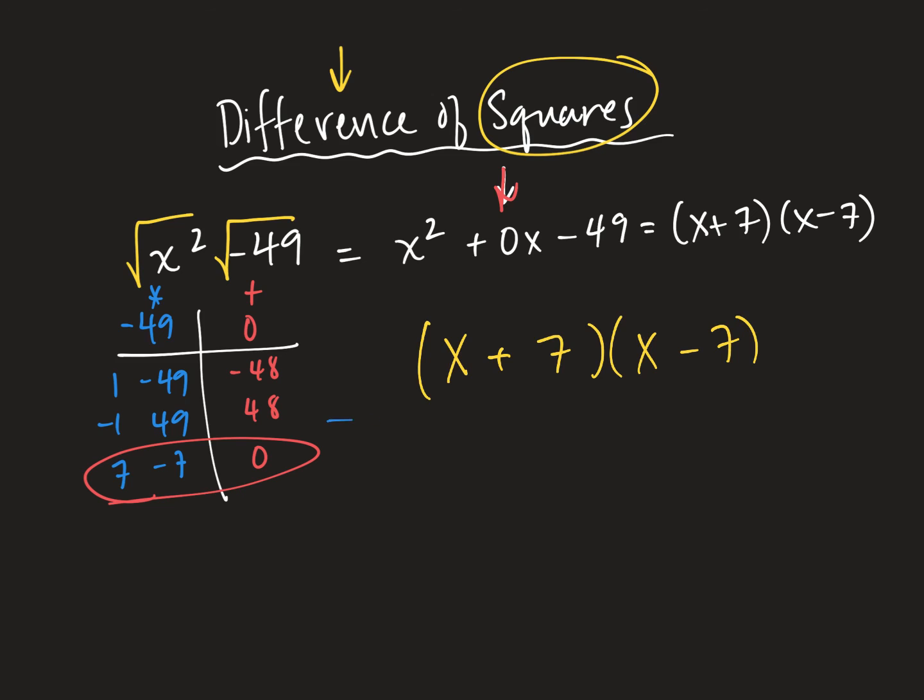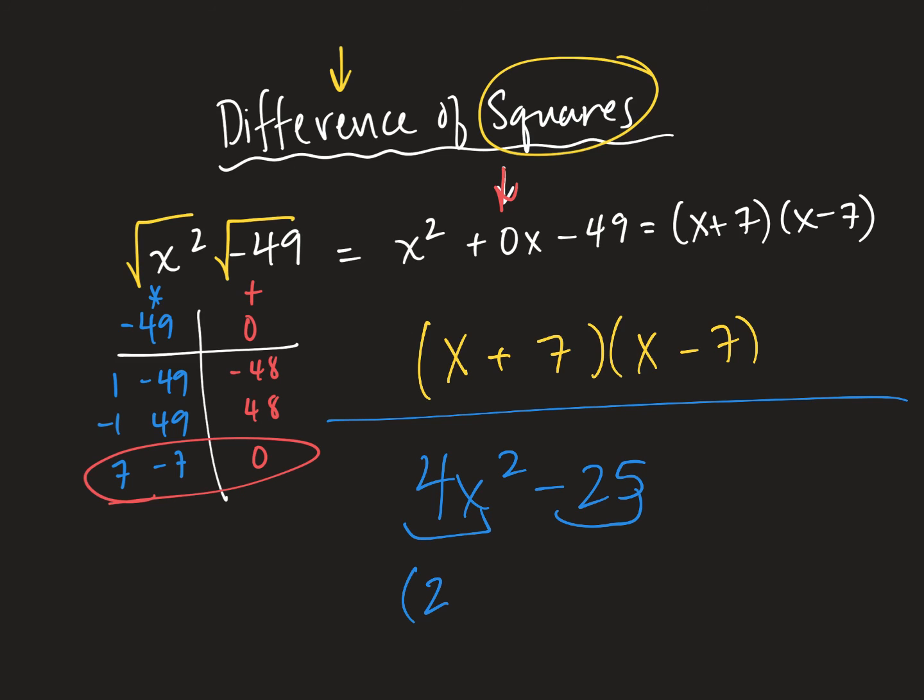Sometimes we'll see problems that look like this: 4x squared minus 25. 4 is a perfect square and 25 is a perfect square. So we can take the square root of both the first and second term. The square root of 4 is 2. The square root of x squared is x. The square root of 25 is both a positive and a negative 5.